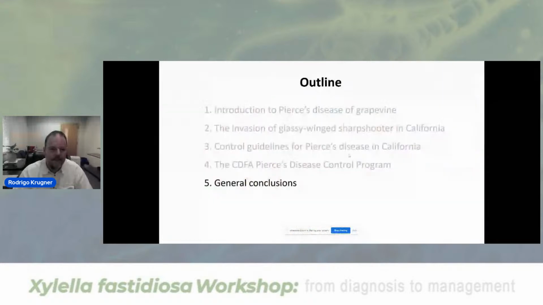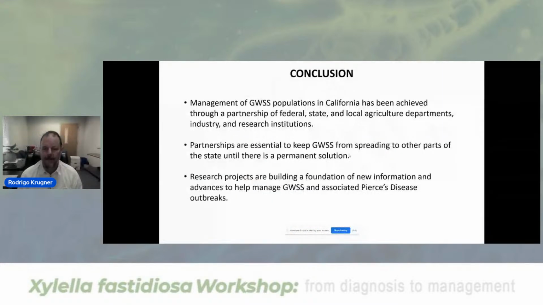And then just to conclude, management of glasswing sharpshooter populations in California has been achieved through a partnership of federal, state, and local agriculture departments, industry, and also research institutions. Those collaborations are essential to keep glasswing sharpshooter from spreading to other parts of the state. It's complicated because they do move in plant material, nursery material. People move from one part of the state to another. They take plants with them, so it's kind of a complicated thing.